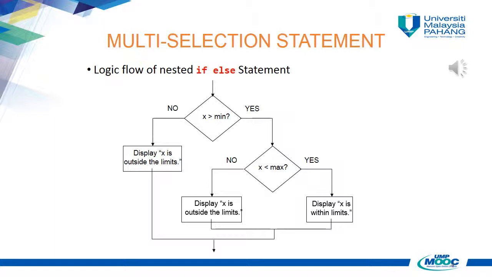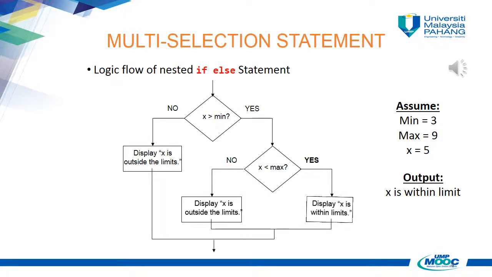For example, let us assume the minimum and maximum limits are 3 and 9 respectively, and the value of x is 5. If we trace the steps of the flowchart, in condition 1, is x greater than min, where x is 5 and minimum is 3, therefore the condition is true. In condition 2, is x less than max, where x is 5 and maximum is 9, hence the program will display x is within limit.